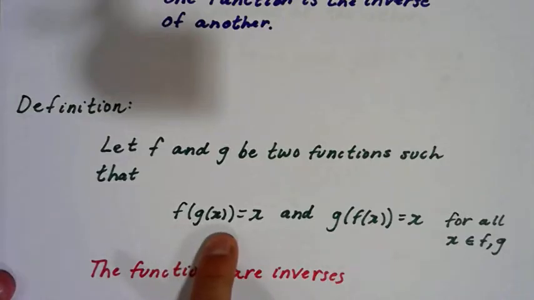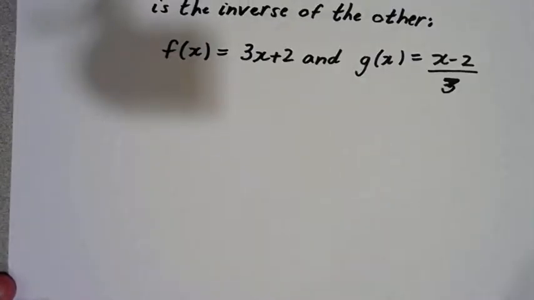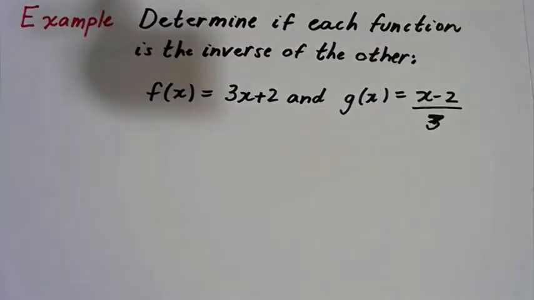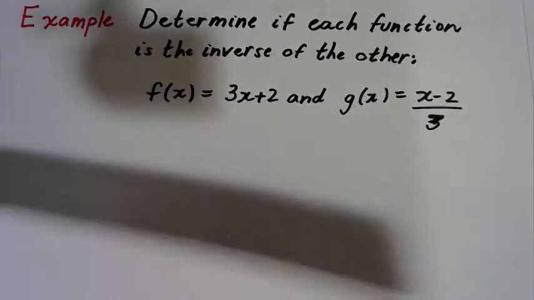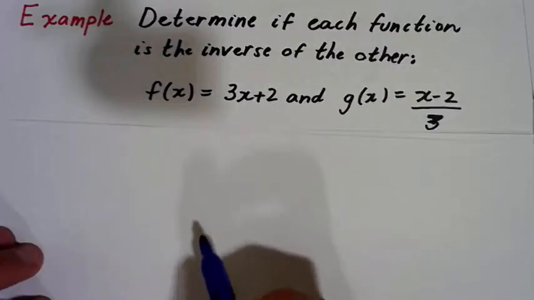In order for you to do this video, I'm assuming you can take the composition of functions. Let's look at our first example. Determine if each is the inverse of the other. We have f of x is 3x plus 2, and g of x equals x minus 2 over 3.